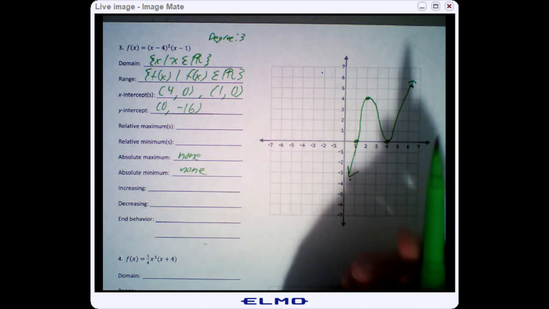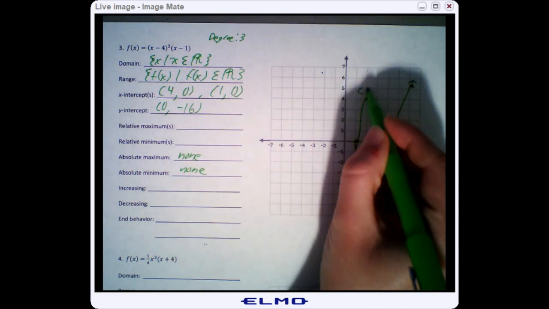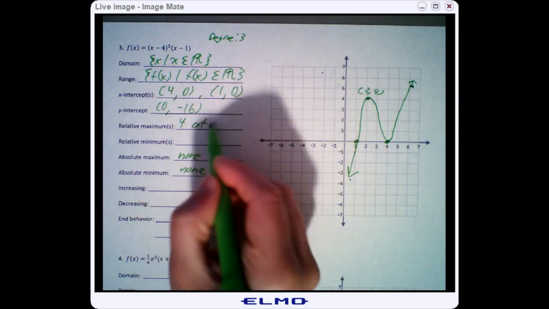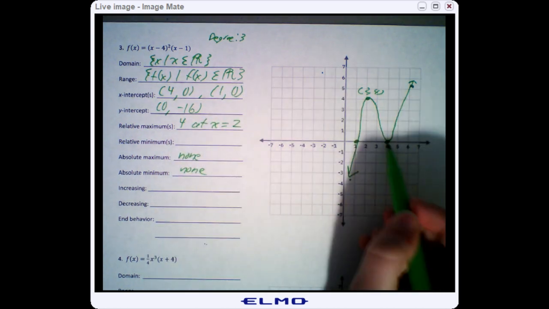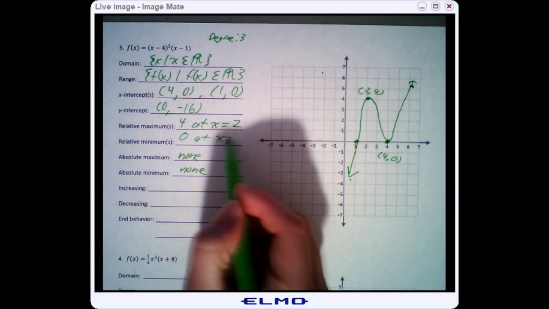I do have a relative max though. My relative max is this mountaintop here. We said that was (2, 4). So it's always the y value at x equals the x value. So 4 at x equals 2. I also have a relative min here, and that one's at (4, 0), because it's like a valley. So it's 0 at x equals 4.